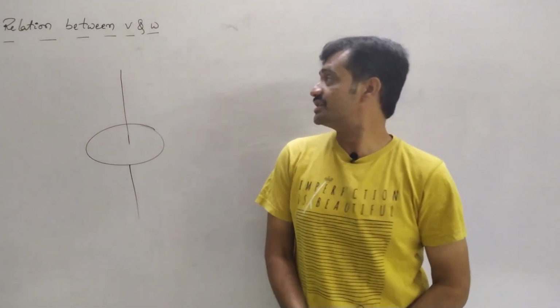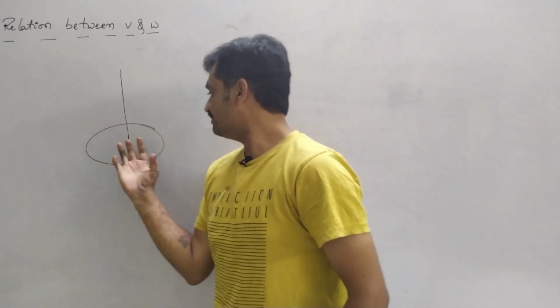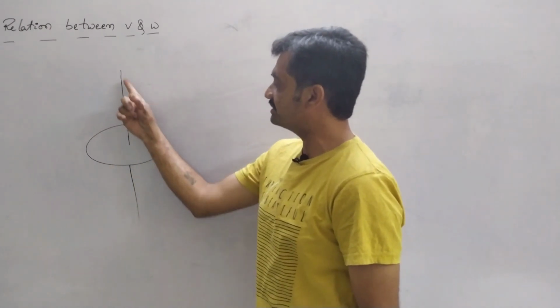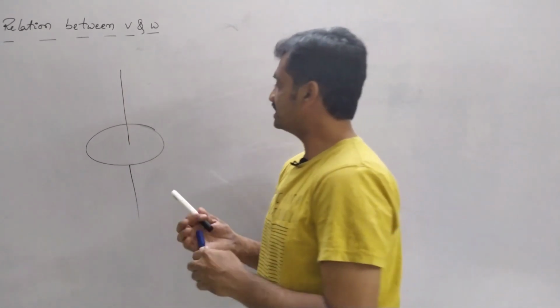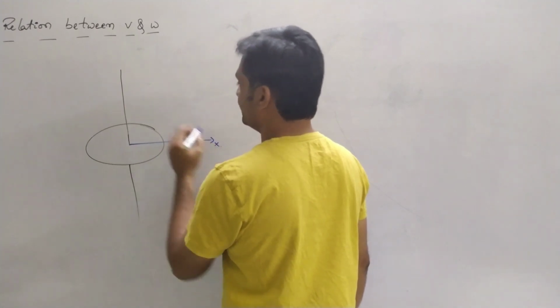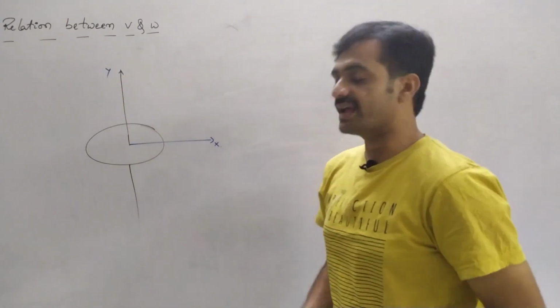Now we are going to show the relation between linear velocity as well as angular velocity. For this, here we consider a rotating body about a fixed axis. Here observe that the body is rotating about a fixed axis. For this, here we consider a two-dimensional axis, x-axis as well as y-axis, whereas the body is rotating about this y-axis.